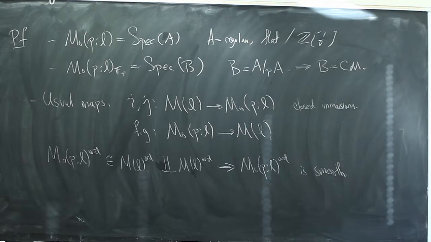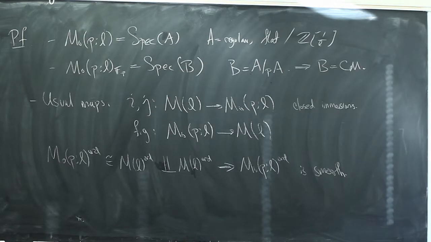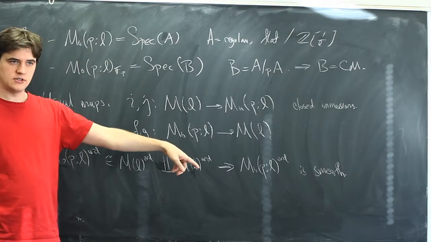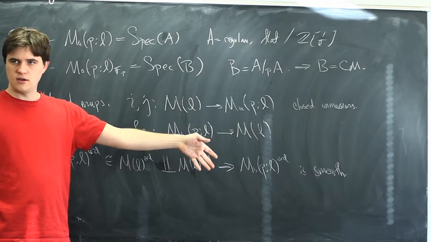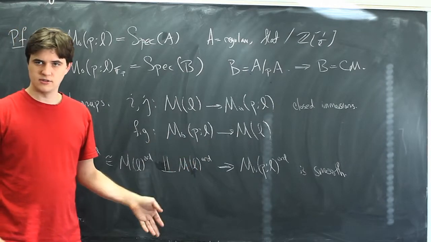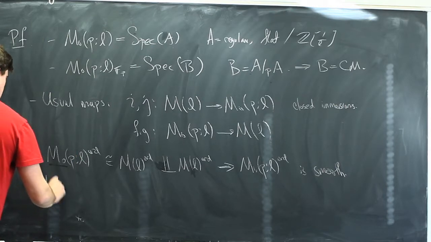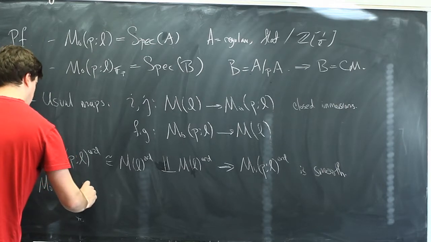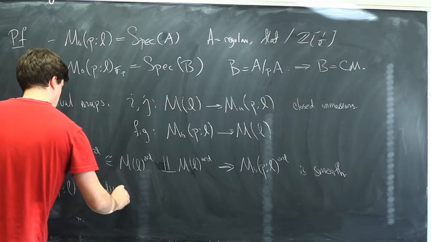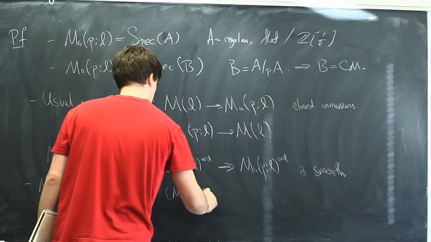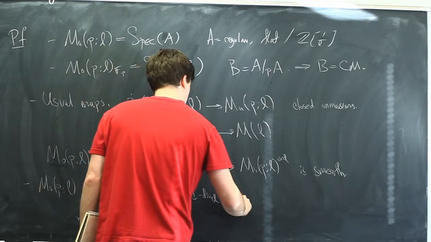That proves that it's smooth away from the supersingular points. And then it's just a fact from commutative algebra that if you have a one-dimensional thing like M0P of L, which is generically reduced, which this is because it's smooth, and it's Cohen-Macaulay, then it's reduced. So M0P of L is reduced because it is Cohen-Macaulay, one-dimensional, and generically reduced.